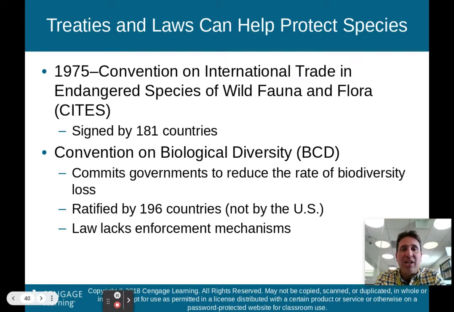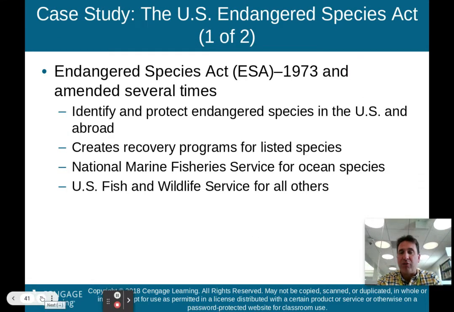We also have the Convention on Biological Diversity, CBD, which commits governments to reduce the rate of biodiversity loss, ratified by 196 countries, unfortunately not by us, but this law lacks enforcement mechanisms, okay? So the 1975 CITES convention is used a lot more. Again, the CBD, we didn't ratify it here in the U.S., and it does lack some of those enforcement measures.